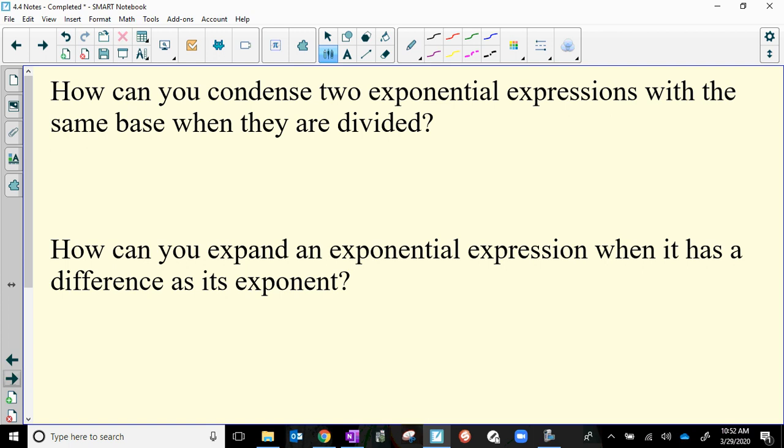So how can you condense two exponential expressions with the same base when they're divided? So if I have a base to a power divided by a base to another power, from Algebra 1, we learned that we subtract exponents. How can you expand exponential expressions when we have a difference for our exponent? So we're just working backwards. So this comes from, when you subtract, comes from when you divide like bases. And the 1 in the denominator is the one after subtraction.